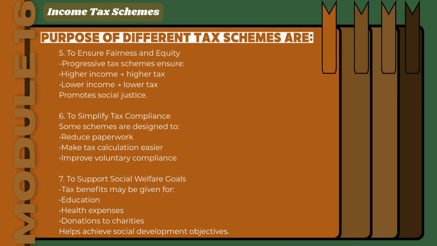5. To ensure fairness and equity. Progressive tax schemes ensure higher income, higher tax; lower income, lower tax. This promotes social justice. 6. To simplify tax compliance. Some schemes are designed to reduce paperwork, make tax calculation easier, and improve voluntary compliance. 7. To support social welfare goals. Tax benefits may be given for education, health expenses, and donations to charities. This helps achieve social development objectives.